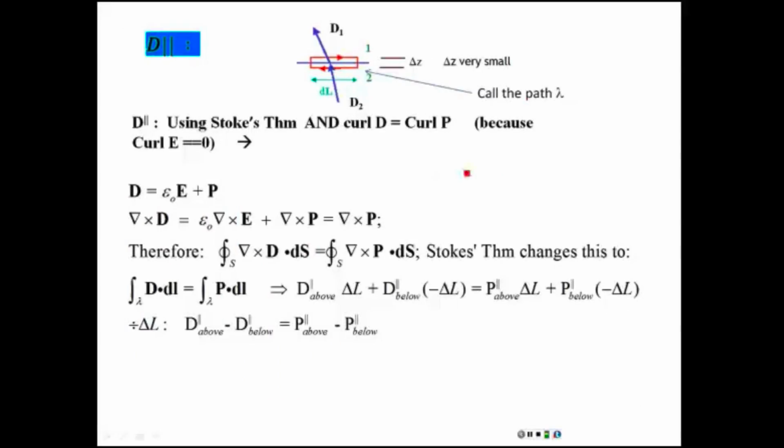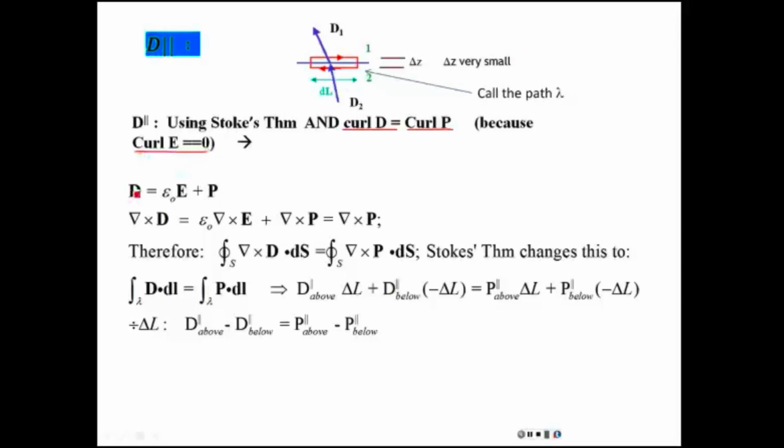For the parallel component, we'll use a line path, which is this right here. We could call that lambda. We'll have a D2 here and a D1 here. Again, we make the lines that are along the perpendiculars, we'll take those to be very, very small. So in terms of the line integral, we can ignore these contributions. If we use Stokes' law, the fact that curl D equals curl P because the curl of E equals 0.